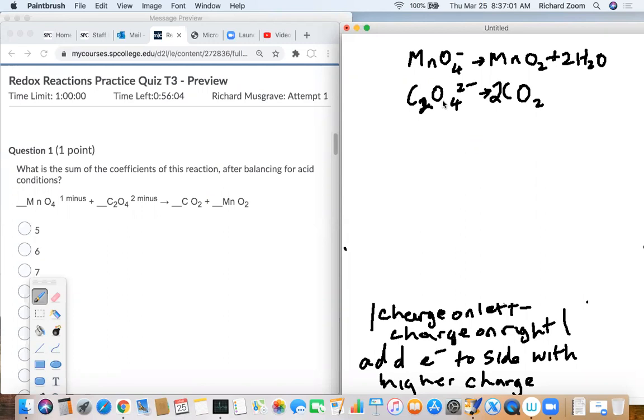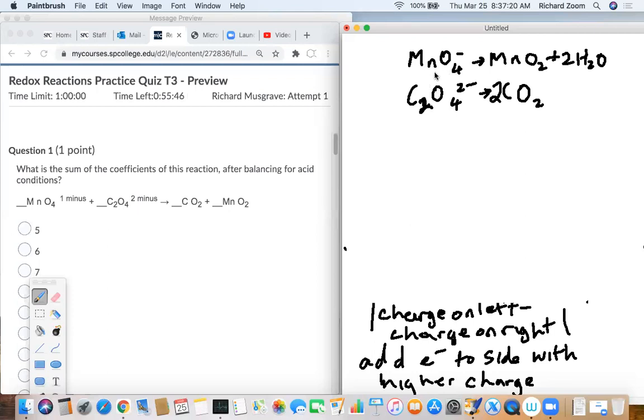And that's because we've got four oxygens on the left. We've also got four oxygens on the right. Two times two is four. So that's balanced for oxygen. I don't have to add any water at all. That's pretty cool.